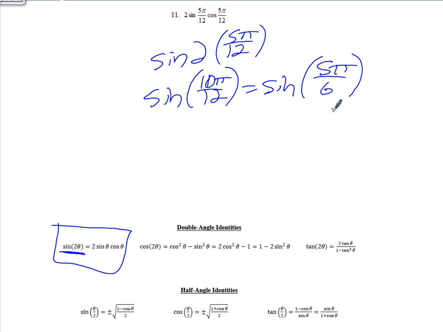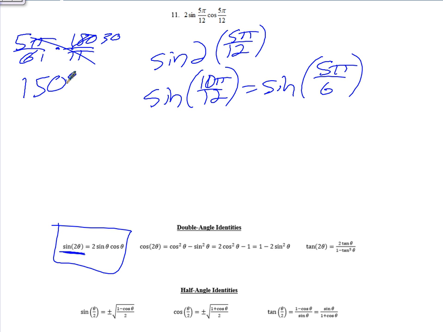And for those of you that aren't 100% comfortable in radians, remember you can always go to degrees by multiplying by 180 over pi. So this would end up being, that's going to be a 1, that's going to be a 30, so 150 degrees. So you could do this using 150 degrees as well.